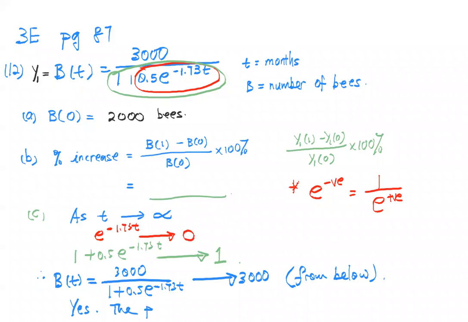the population of bees will not grow beyond 3,000. Are you okay? So we don't just say the limit is 3,000. We will want to give people the sense of whether it's the upper limit or the lower limit. Got it? Okay, done with that part.